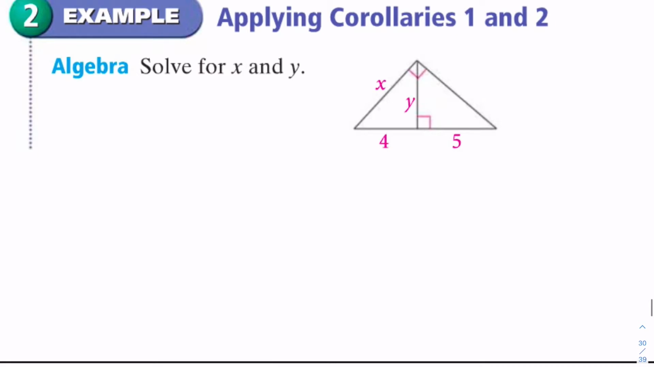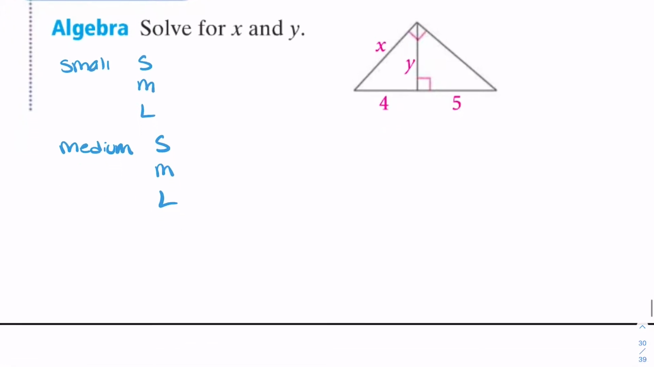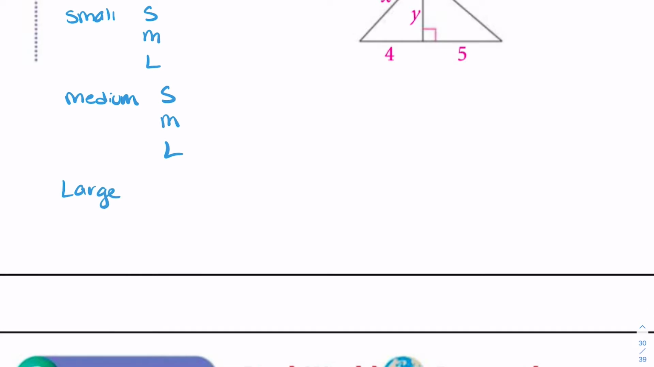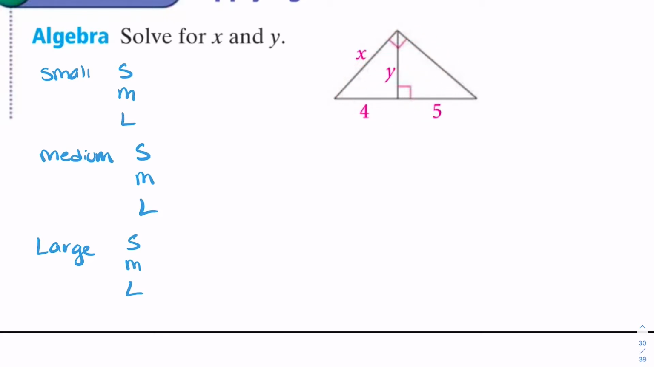Okay, so now we're going to actually apply this corollary. What I like to do is take all three triangles. I like to say the small triangle has a short side, a medium side, and a long side. The medium triangle has a short side, a medium side, and a long side. And the large triangle has a short side, a medium side, and a long side. What I do is I kind of ignore all this information. I just put it in this chart, and then I look at the chart and say, okay, what can I work with? What's proportional? What's within ratio to the other piece?